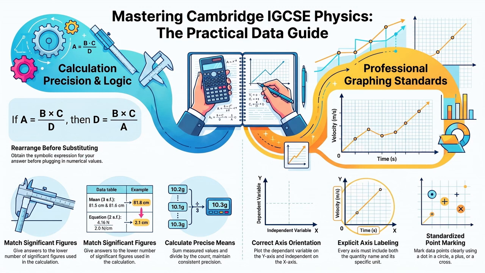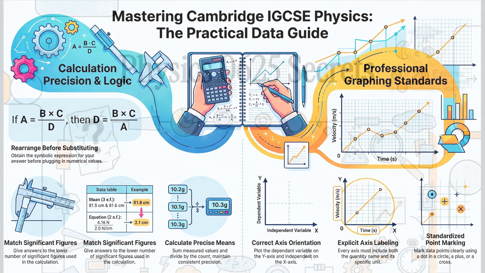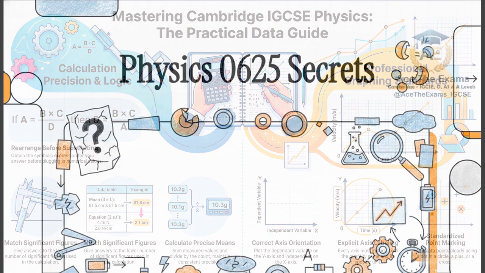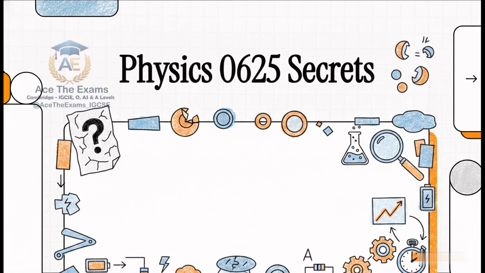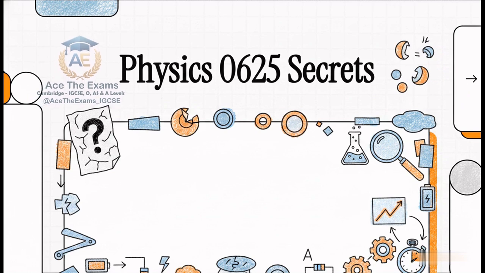Look at this scary past paper question. It looks like a nightmare, right? But it's actually much easier than it looks. Yet, every single year, thousands of students lose massive grade boundary marks on it. Zero fluff today. We're jumping straight into the examiner's secrets for Cambridge IGCSE Physics 0625.